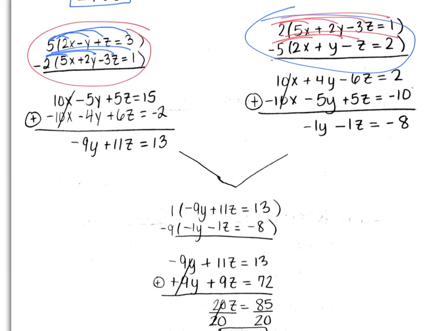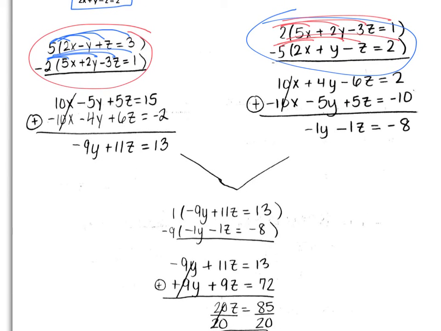Okay, now after I've eliminated one variable, I'm going to take these two equations and put them on top of each other so that I can eliminate one more variable, the y's. So what I did was I took the 1 and put it up here and the 9 and put it down here. Now one of them still has to be negative.